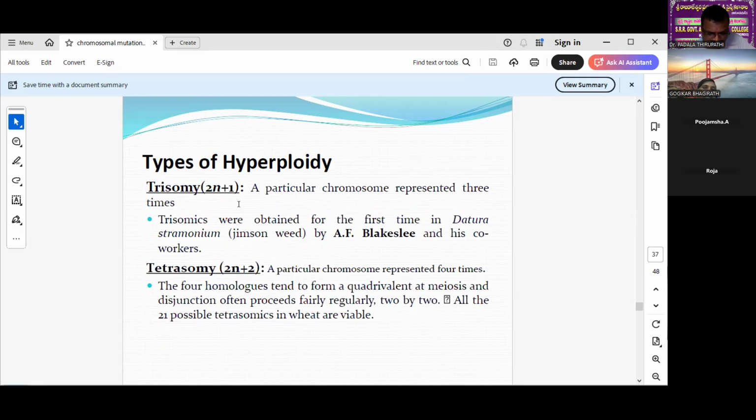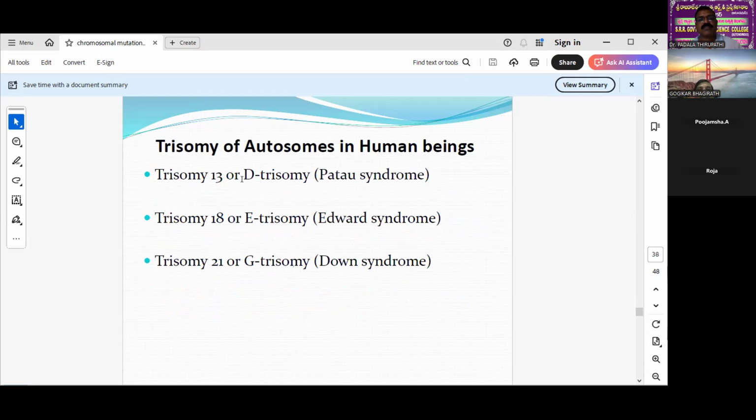So hyperploid. Trisomy 2n+1 was first represented by A.F. Blakeslee and his co-workers in Datura stramonium. The 4 homologous chromosomes tend to form a quadrivalent at meiosis. Disjunction often proceeds fairly regularly. All the 21 possible tetrasomics in wheat were also identified. So these are the trisomic conditions, for example, Patau syndrome, Edwards syndrome, Down syndrome.